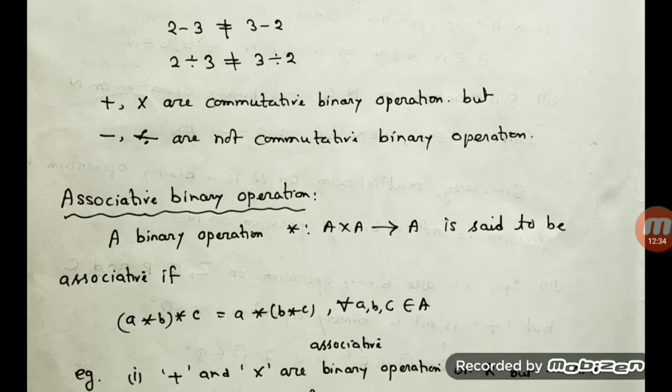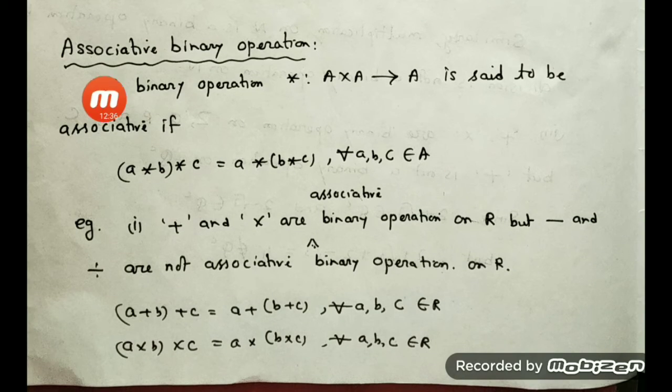Okay, next we are going to the next topic, that is your associative binary operation. That means when we call the binary operation associative. Associative also you know from earlier. Associative means what? You have to take three elements, and when you change the position of the bracket, if the answer remains as it is, that is your associative law. So we call a binary operation star from A cross A to A associative if (A star B) star C is equal to A star (B star C), and it is true for all A, B, C belongs to A.